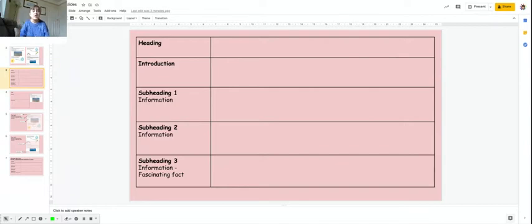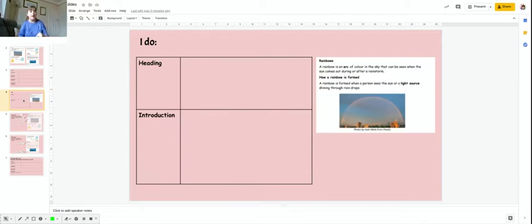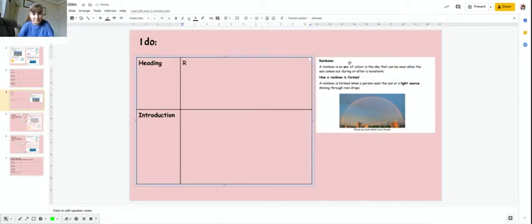So what we're going to do is draw our little pictures or our keywords into the gaps in our structure sheet. Okay, so I'm going to show you how to do it with this one. So I do headings. I've got rainbow here. So what I would do is I could write rainbow, because that is my heading. Okay, this is the top of my sheet.